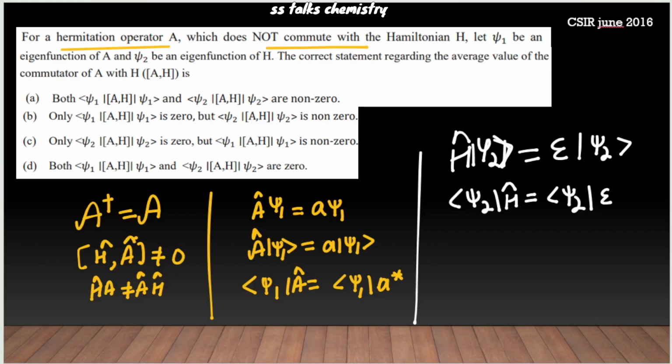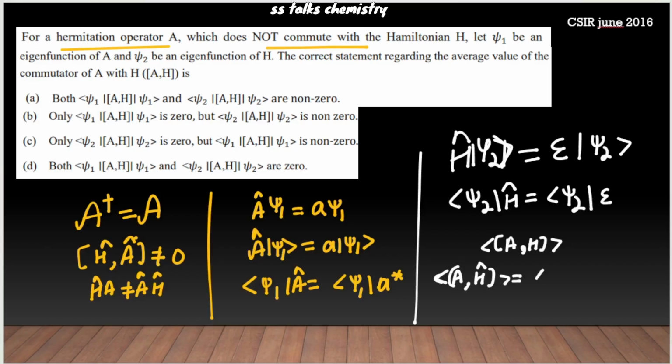This is what it means. The correct statement regarding the average value of the commutator of A with H. So the commutator of this A with H, its average value we have to find out. So how do we find the average value of any operator?